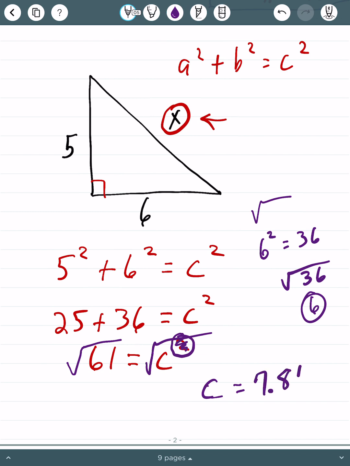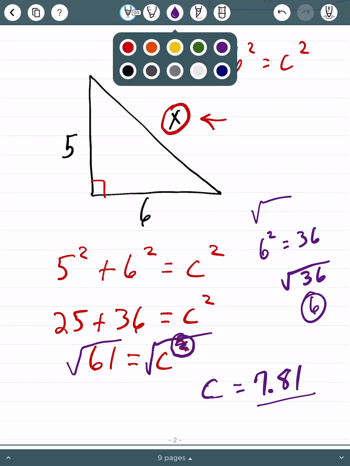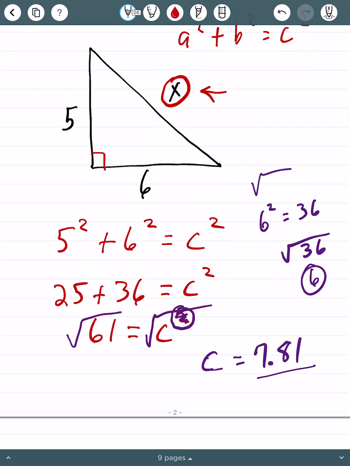7.81, and it actually says 7.81024967, but just remember, just make it look like money, okay? There's no reason for us to write all those numbers down, all right? That's how you do this. Let's look at another one.